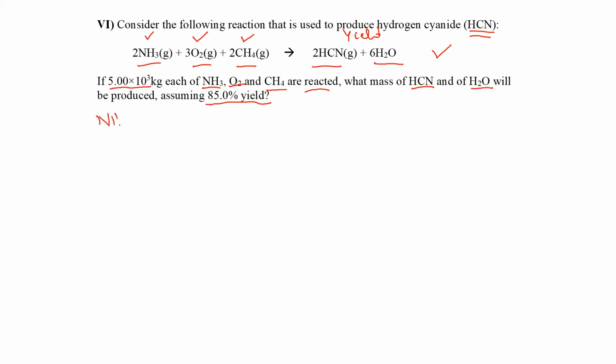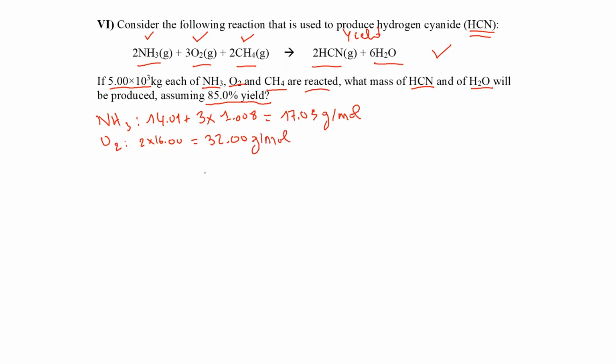So if we have ammonia, it's 14.01 plus 3 times 1.008, and the molar mass will be equal to 17.03 gram per mole. We need the molar mass of oxygen, 2 times 16.00 is equal to 32.00. We need the molar mass of methane, so 12.01 plus 4 times 1.008, and this is equal to 16.04.